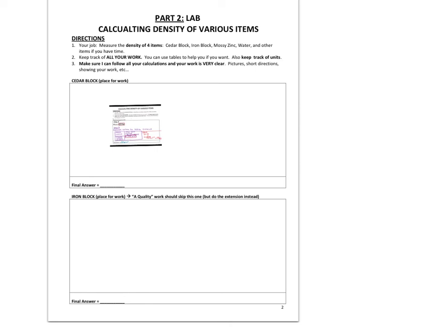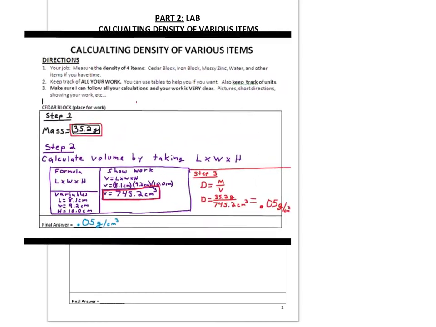So you're going to get a cedar block. You're going to take its mass, just using a balance. You're going to take its volume by taking length times width times height, because it's a prism shape. And then to calculate density, you just take mass divided by volume. And so what I have here to show you is the work that I illustrated how this would be done with students.